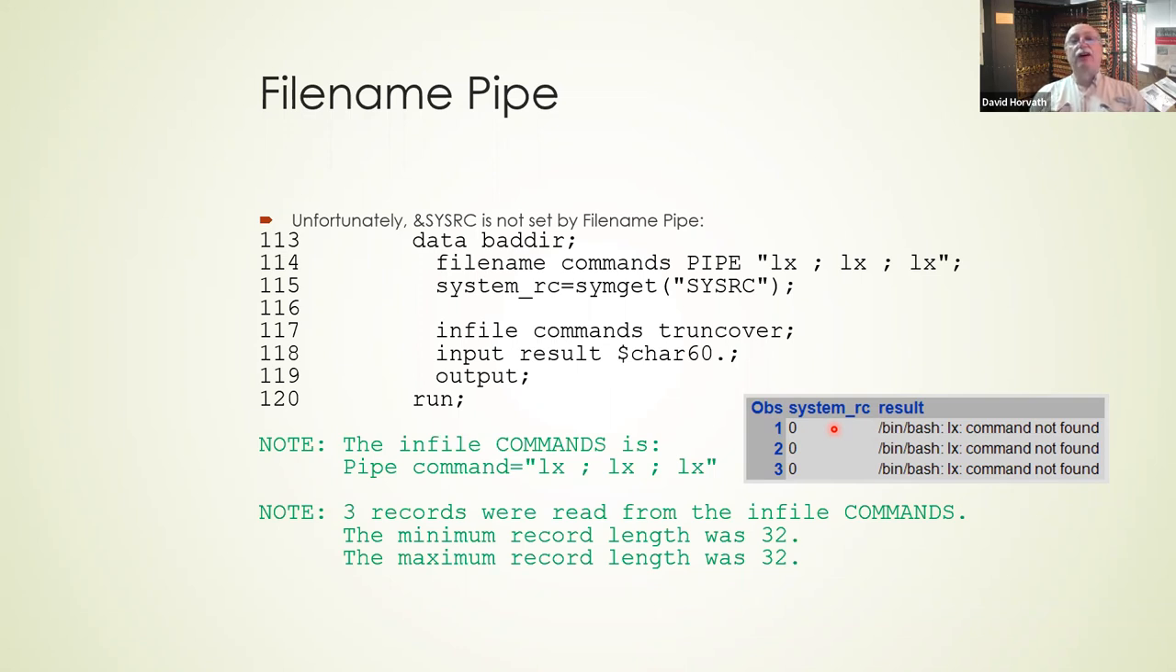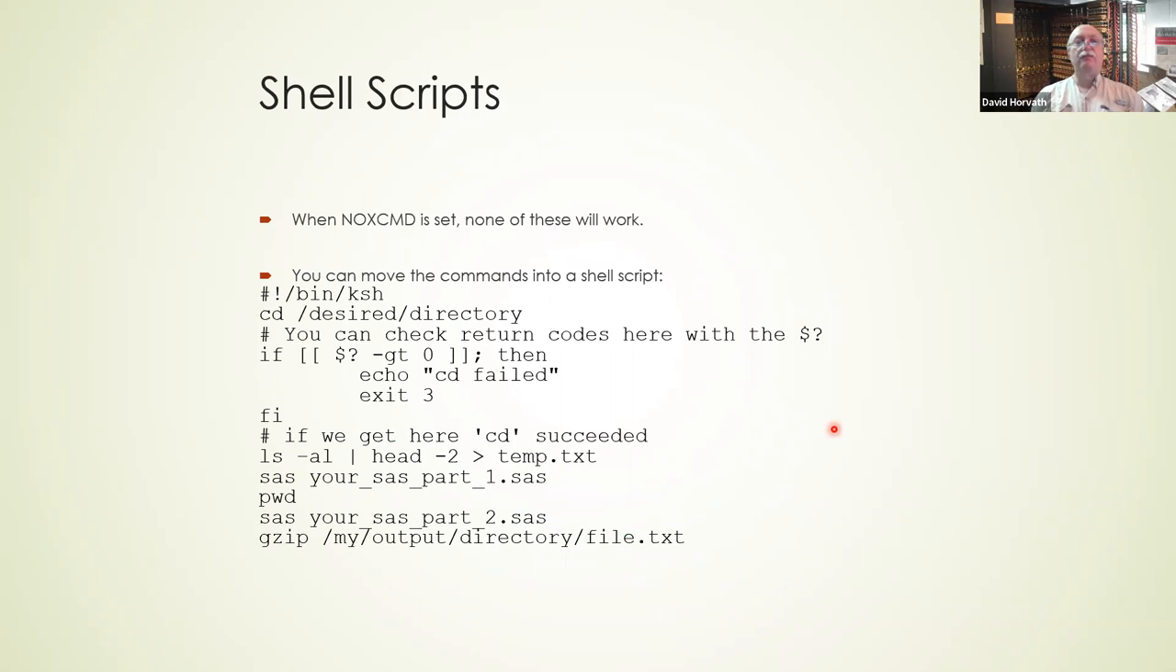There's another catch. Filename pipe is controlled by NOXCMD. If NOXCMD is set, you don't have filename pipe. It's unfortunate. Some administrators view the ability to run X command and pipe as a security flaw, and they disable it. It shouldn't be a flaw, but some of them believe that. With NOXCMD, none of those work: the X command, SYSTASK, none of those work, unfortunately.